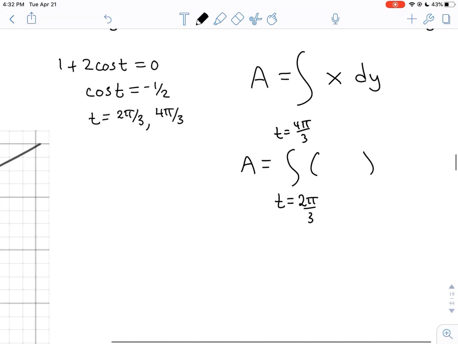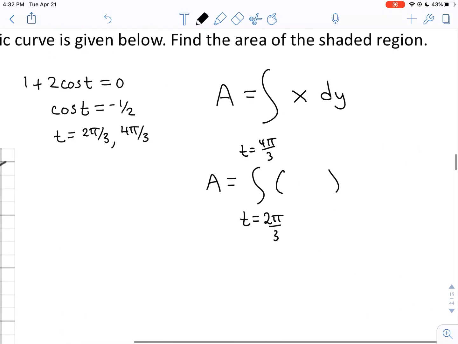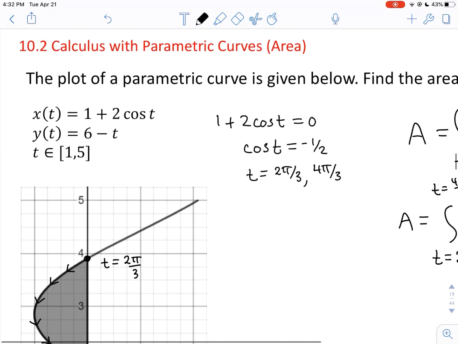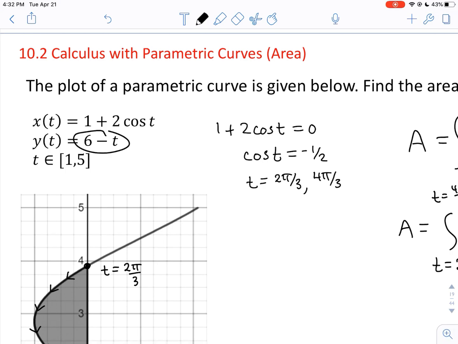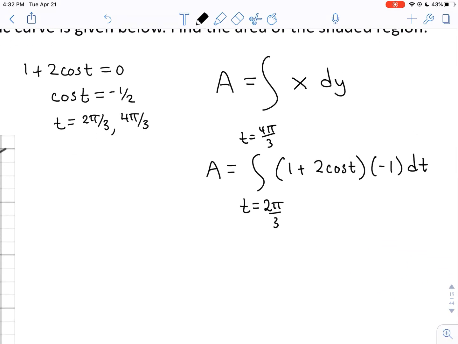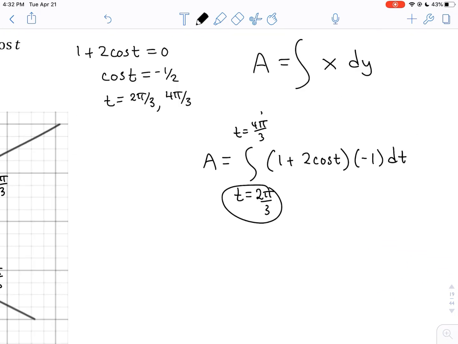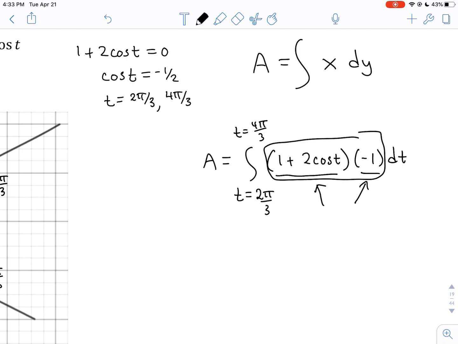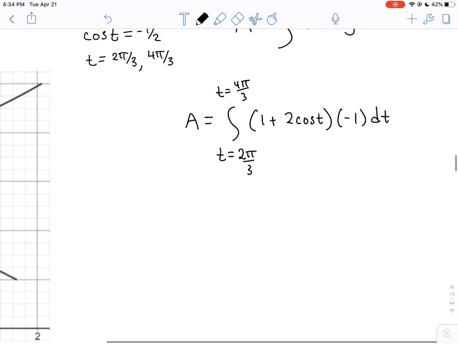We're going to replace x with its x function, so it's 1 plus 2 cosine t. And then the dy gets replaced with the y prime. So dy is just negative 1, and then we have the dt. Now again, on this interval, the values of this function are negative, and negative 1 is negative. So it turns out when you multiply these two functions together, the result is going to be a positive function, so you're going to get a positive answer out of this without doing anything. This one we could do by hand, so why not?